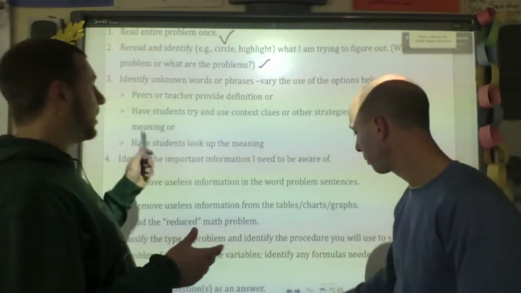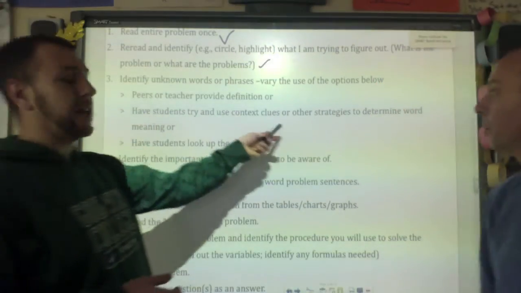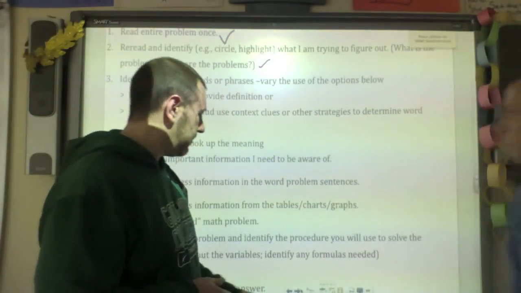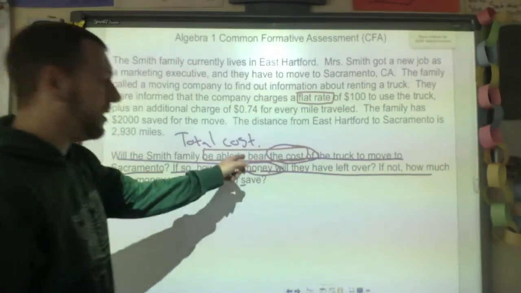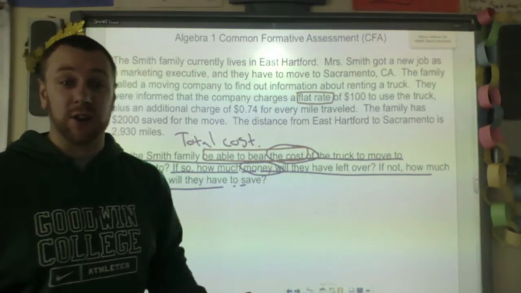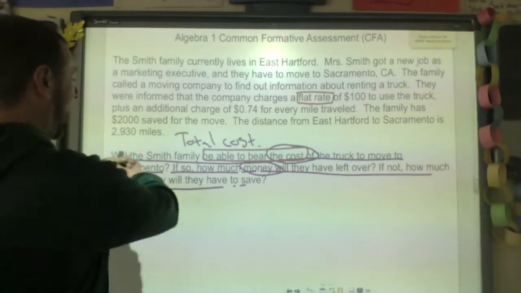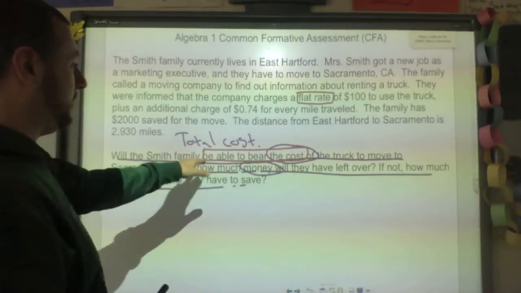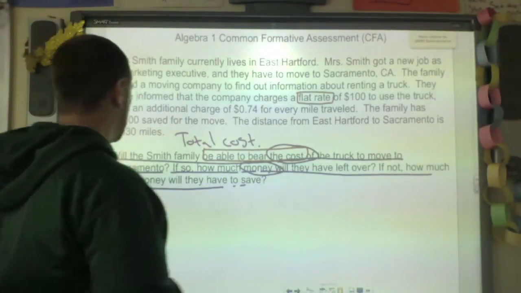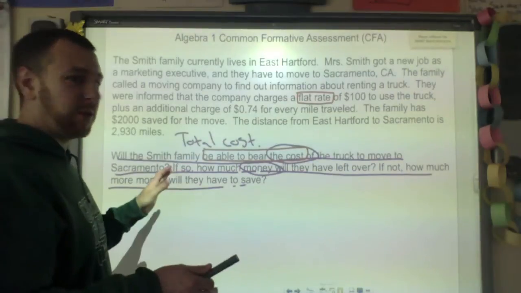So the second part is use context clues, right? So bearing the cost, okay, that might be something that you have never heard before. But in this context, okay, will the Smith family be able to bear the cost of the truck to move to Sacramento? Okay, well, that's a weird phrase.